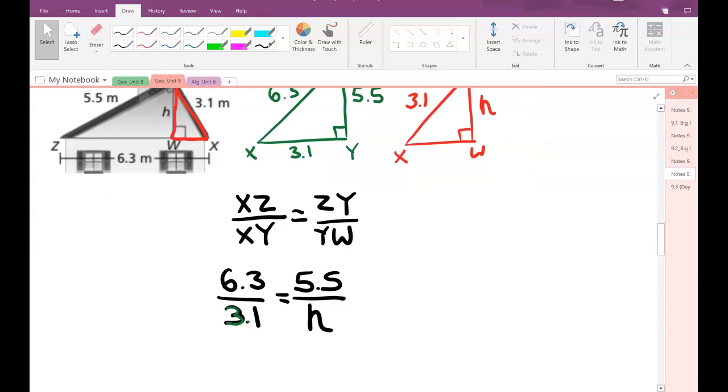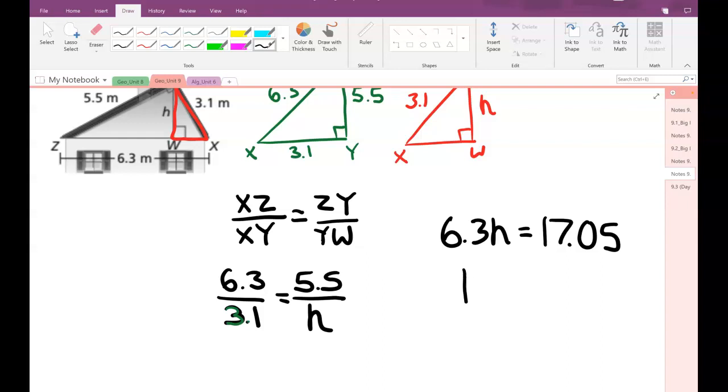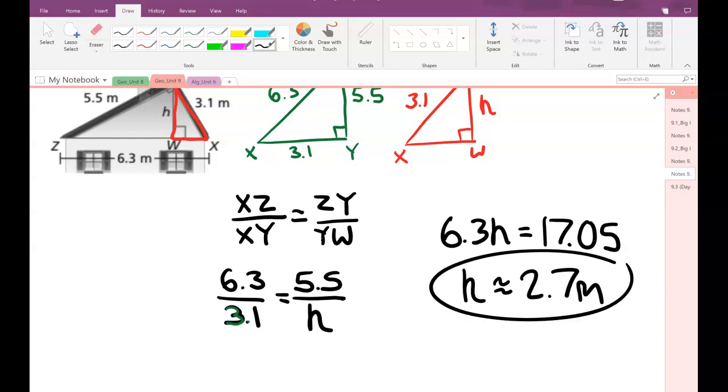So we can't get away with it. It's back, more cross multiplying. We have 6.3 H is equal to 5.5 times 3.1, which should be 17.05. We divide each side by 6.3. We're on just a 1 decimal spot, so we get 2.7 meters. That's what our answer is.